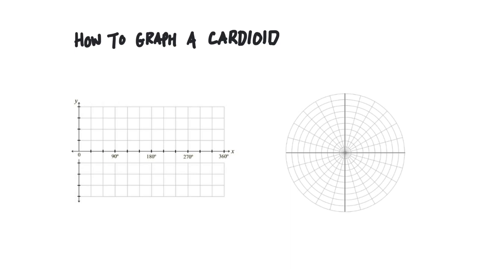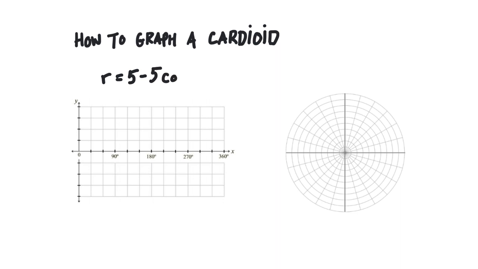In this video, I'm going to explain how you can create a graph of a cardioid. I probably should make a separate video about how to spell cardioid because it is a very strange word with that IOI combination. The example I'll use is the equation r equals 5 minus 5 cosine of theta.